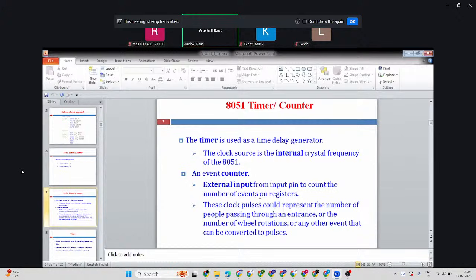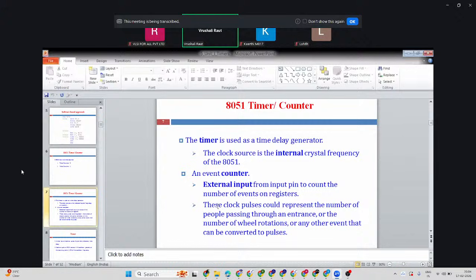Are you getting my point? In the timer, who is acting as the pulse? The clock source, the internal crystal frequency. In the case of the counter, the input which you are taking from outside, whatever you want to count, acts as the clock pulse. Those pulses will be stored in the register. It will go on incrementing the register, and we are going to count it. That is how the counter is working.